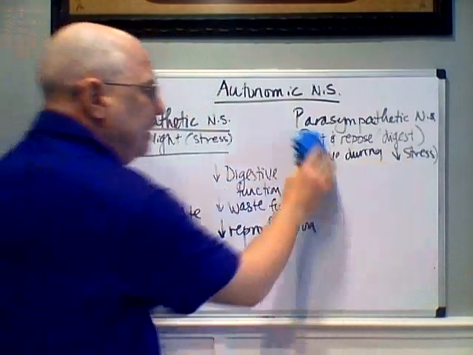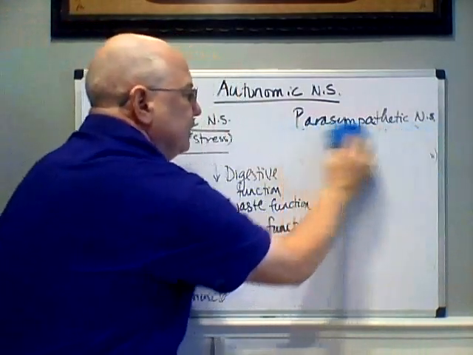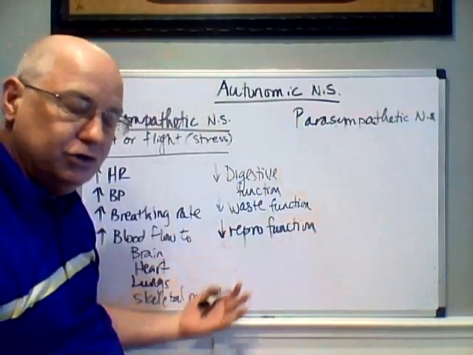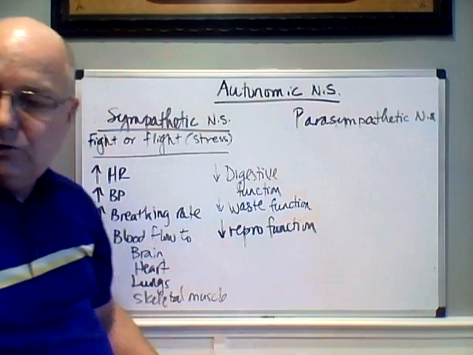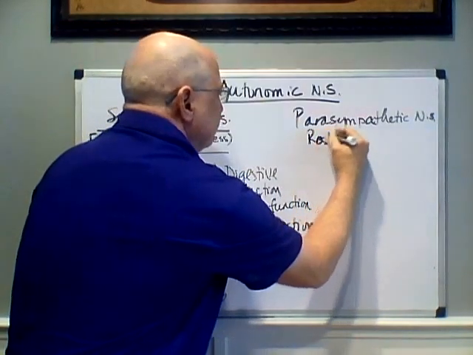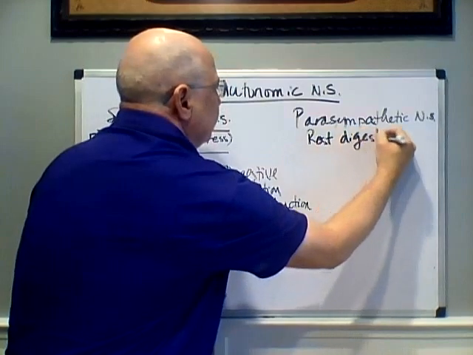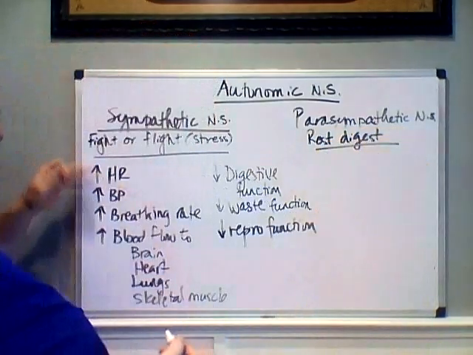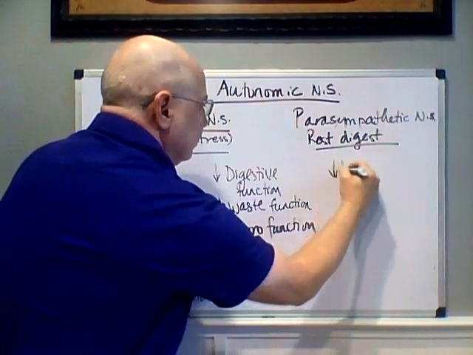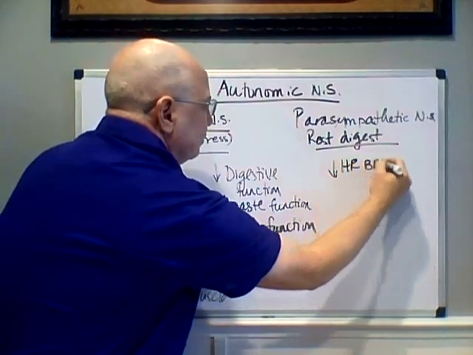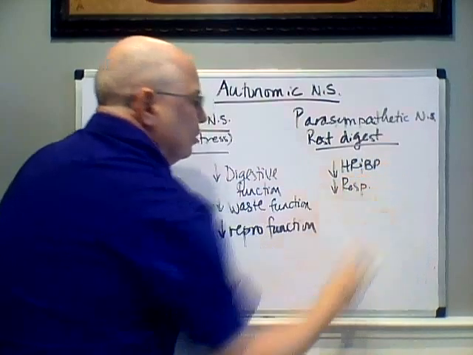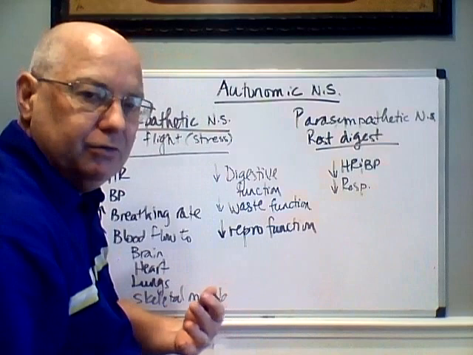Now, I'm going to erase all that. But the parasympathetic nervous system, called rest and digest, is active when we're not stressed. That's when you can sleep. That's when you can digest your food. So, under rest and digest, I'm going to take the exact same categories, but I'm just going to flip the arrows. This is going to decrease heart rate and blood pressure. It's going to decrease respiration. When you're sleeping, you don't breathe as rapidly.